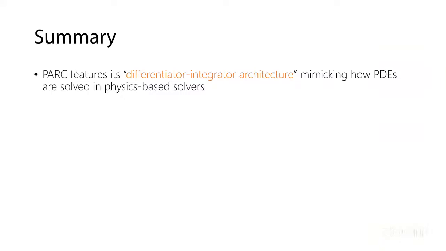Okay. So in summary, we have introduced the PARK architecture, which is comprised of the differentiator module and the integrator module. At the implementation level, we simply have a recursive architecture design where we just keep applying the differentiator and then the integrator, back to back. And in that way, we were able to make predictions. This is sort of mimicking how traditional numerical solvers solve PDEs, except that the differentiation and the integration are done by a neural network as opposed to some numerical algorithm.